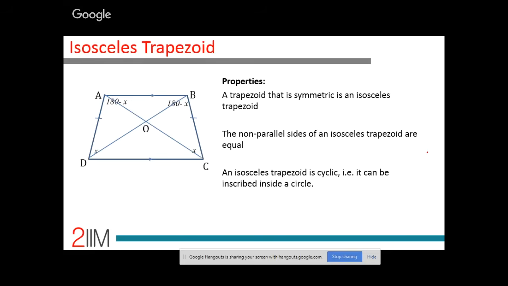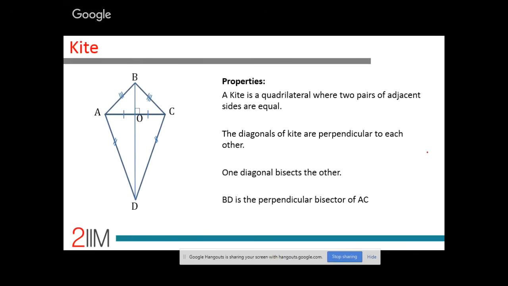The non-parallel sides are called the legs of the trapezium. The isosceles trapezoid has a symmetric shape where one pair of opposite sides is equal, the other pair of opposite sides is parallel. An isosceles trapezoid can be broken into an isosceles triangle and a parallelogram.